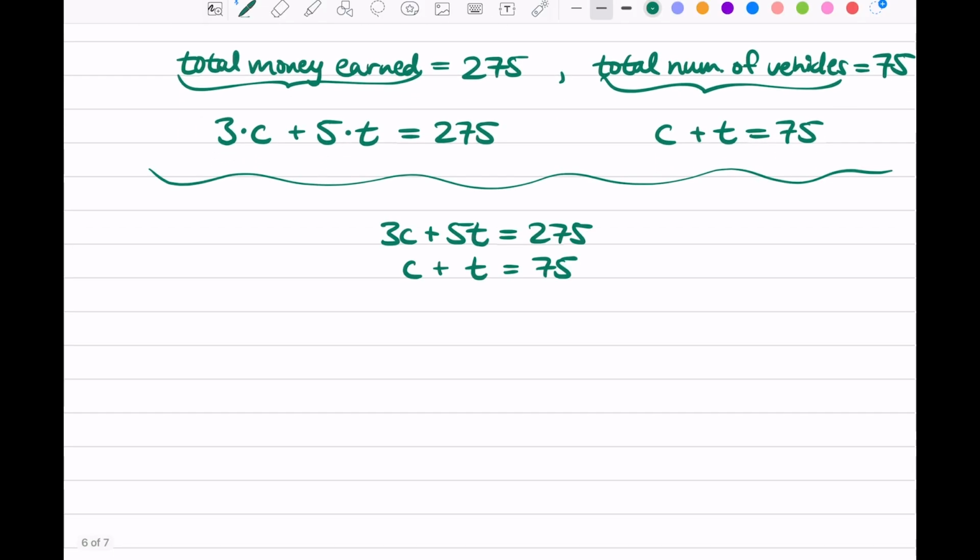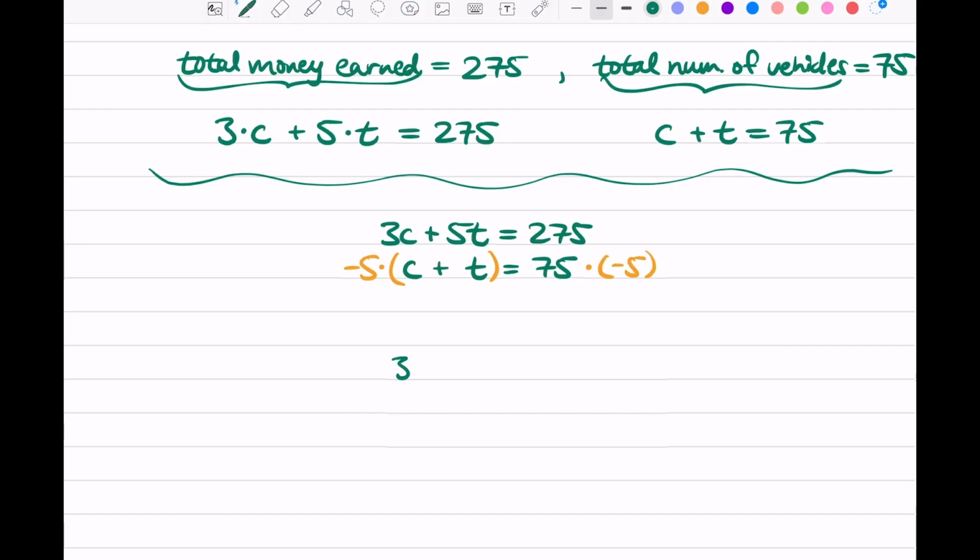So we have both variables on the left side. So this is set up perfectly for combining. And we could get rid of either variable, but since the question was asking for the number of cars, let's get rid of T so we can get straight to the answer. So how do we get rid of T? We need to multiply both sides by negative 5.